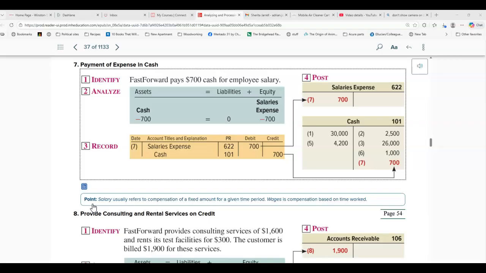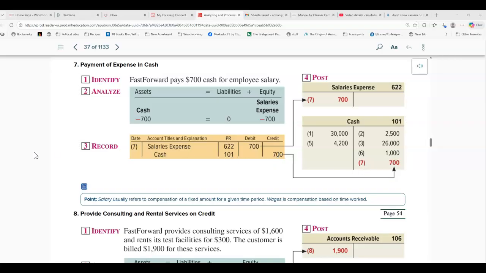All right, we paid expense of $700 for an employee's salary. We're going to credit cash. We're going to debit the salary as expense. So here we go. Salary expense comes first. The debits always come first. Posted, posting reference, cash, credited, posting reference.